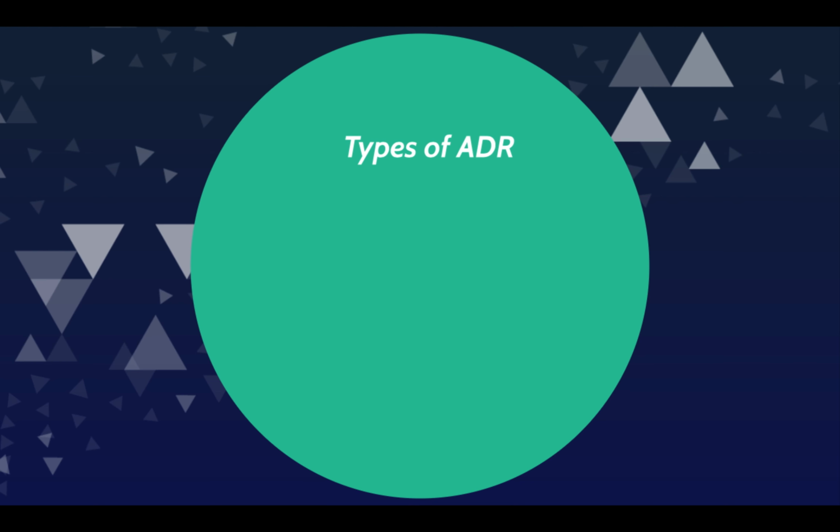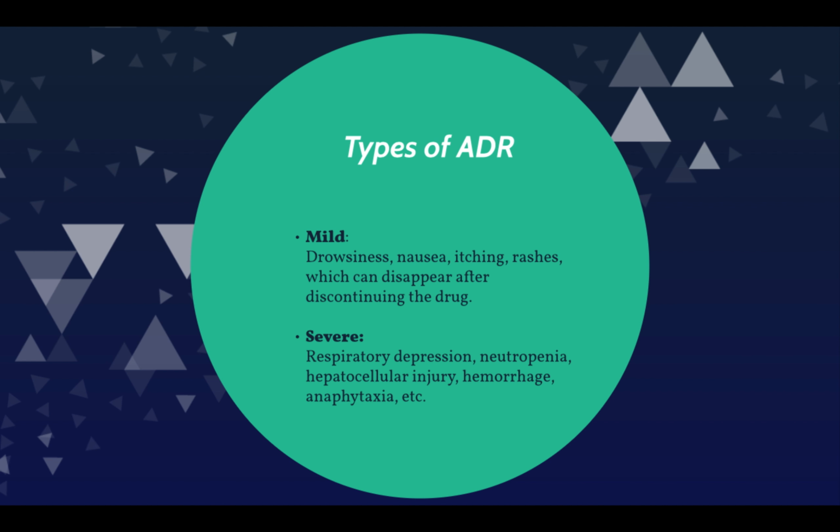So there are two primary types of adverse drug reactions. The first type would be a mild type of adverse drug reaction, and some symptoms you would see in patients would be drowsiness, fatigue, nausea, vomiting, itching, rashes. The thing to remember with this type of reaction, though, is that it does disappear after discontinuation of the specific medication. Severe types of adverse drug reactions, on the other hand, include respiratory depression, neutropenia, hepatocellular injury, hemorrhage, or symptoms of anaphylactic shock. These type of reactions do not disappear immediately after discontinuing the drug and can last for a very long time.